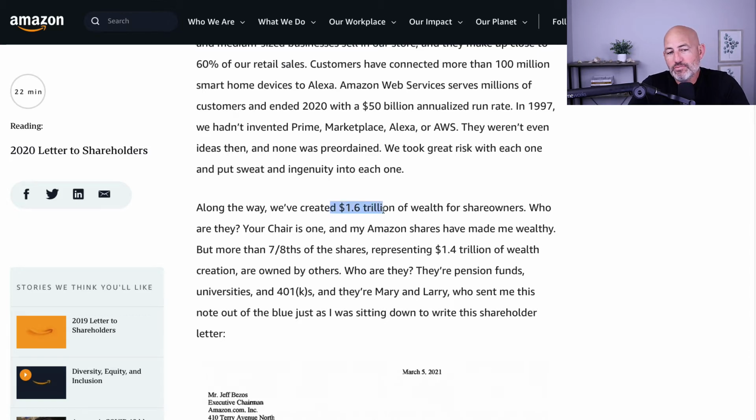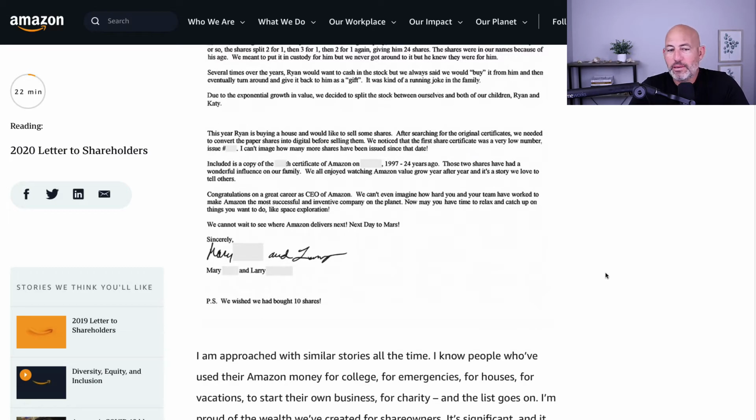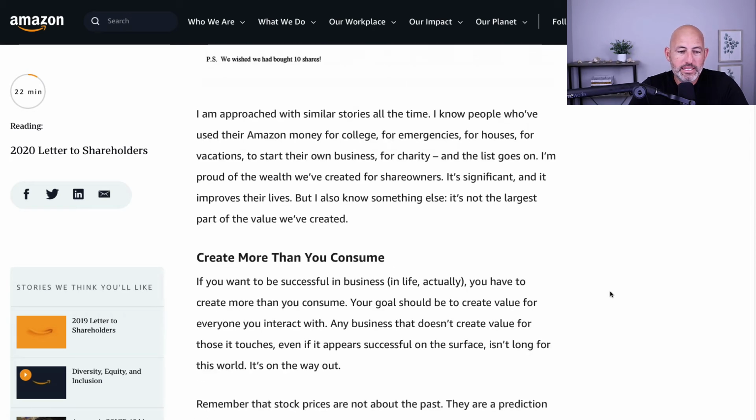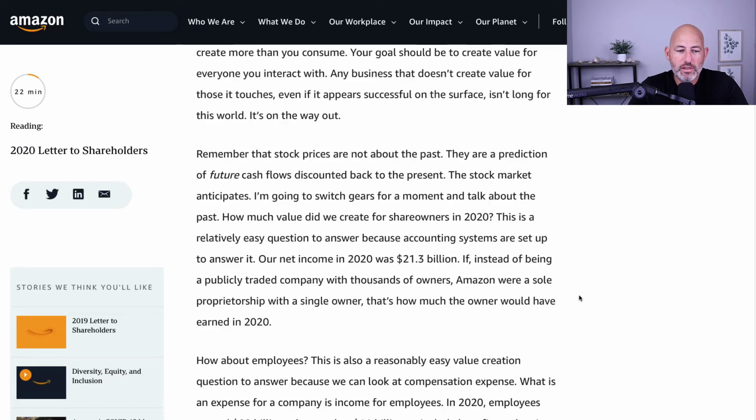So that is pretty cool that the shareholders of Amazon have been able to benefit, not just the owners themselves and the founders of the company. And there's some stories about people using the money to build things. And then just a few other things here that they mention is, create more than you consume, which I think is actually a very good idea.